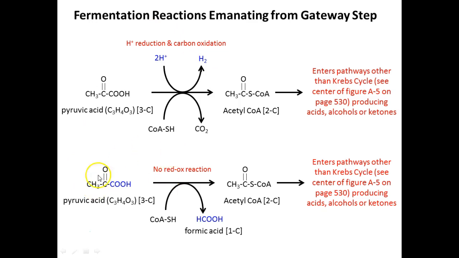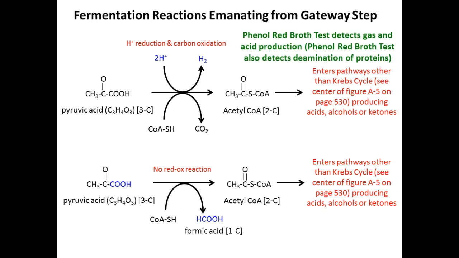And in this case, they don't even take any electrons from it before they enter in. And in this case, they form another acid, formic acid. So they have lots of choices, and it depends on the organism and the environment it's in as to what it's going to do. What is it going to do to regenerate those electrons? So our phenol red broth tubes detect gas and acid production. They also allow us to detect deamination of proteins.